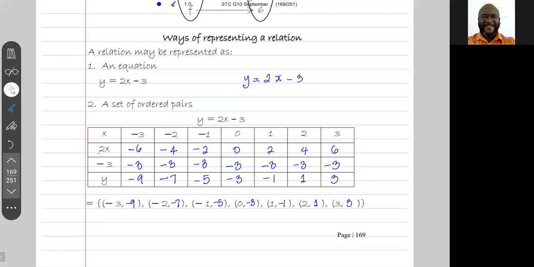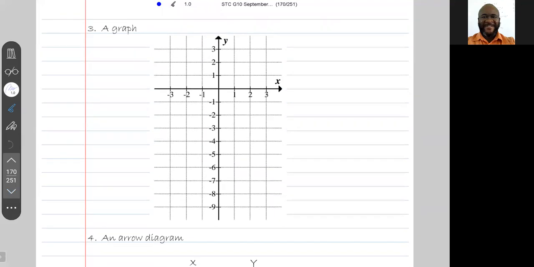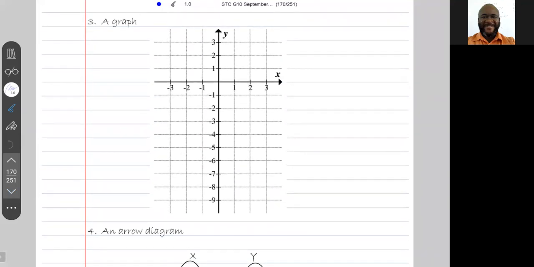Guys, the first way to represent my relation is to represent it as an equation. The second way I can represent my relation is as a set of ordered pairs. Now we're going to use this set of ordered pairs and represent our relation as a graph.